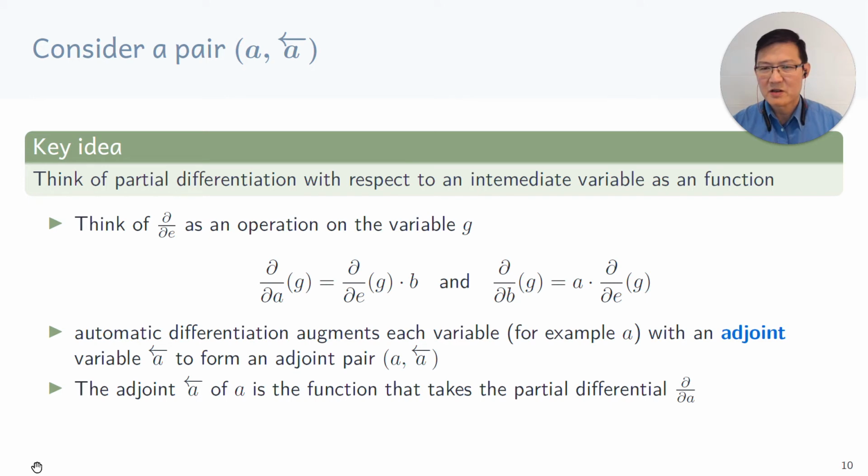Automatic differentiation augments each variable, for example, a variable A, with the adjoint variable, which we denote by A with a left pointing arrow, and this forms the adjoint pair. The adjoint of A is the function that takes a partial differential d/dA.